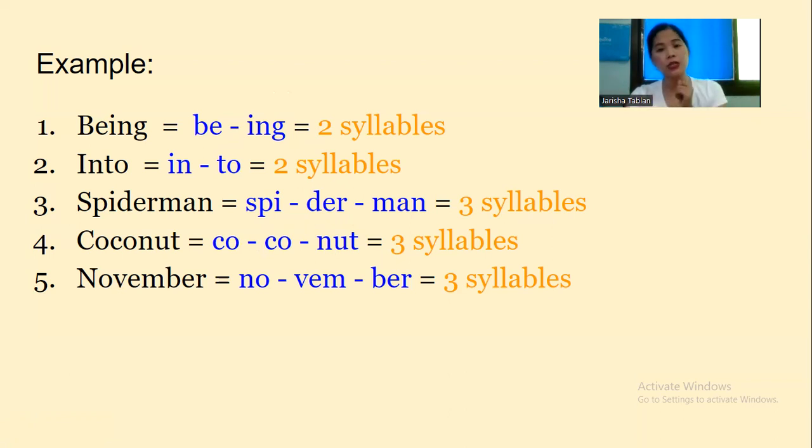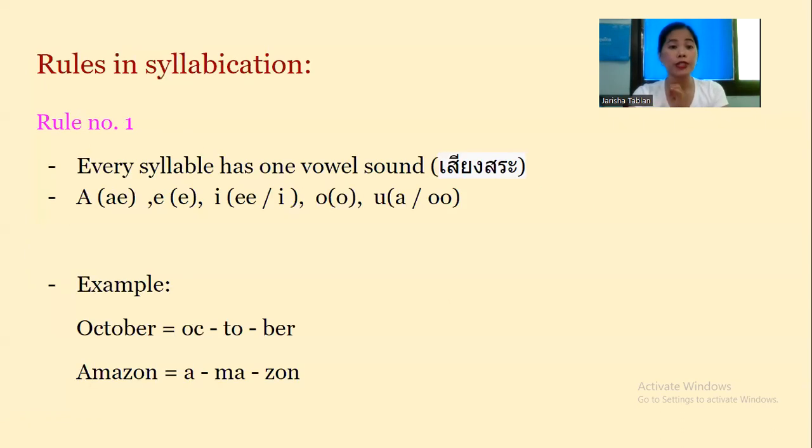Now let's proceed to the rules of syllabication, so you can deeply understand why we need to syllabize. Why do we need to syllabize the word? So that it will be read more easily, so that you know how to read it more easily. Rules in syllabication. Rule number 1.